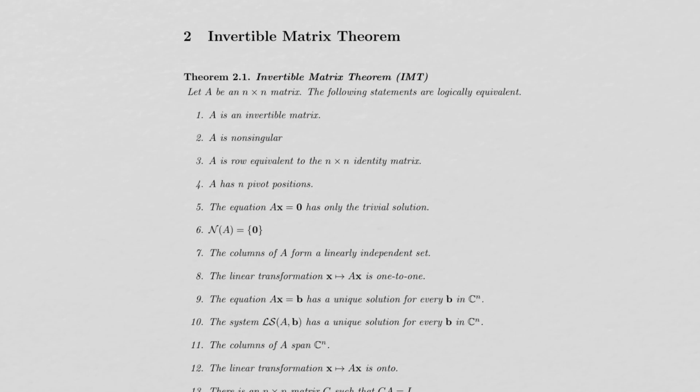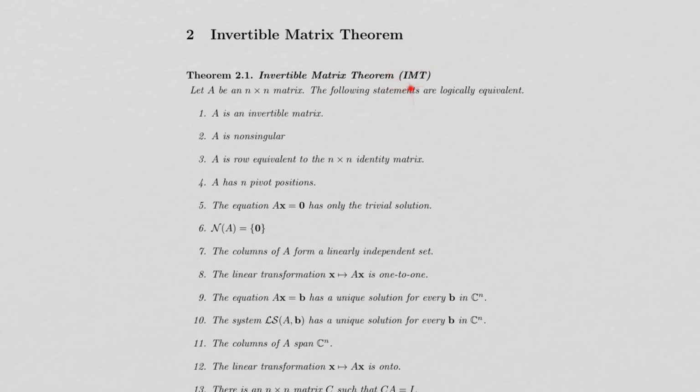That brings us to one of the main theorems in the course, the invertible matrix theorem. This is a large equivalence theorem. These statements are all logically equivalent. So if A is an invertible matrix, then all these things are true. Of course, as we just saw, A is non-singular, A is row equivalent to the n by n identity matrix, A has n pivot positions, Ax equals 0 has only the trivial solution, etc., etc.